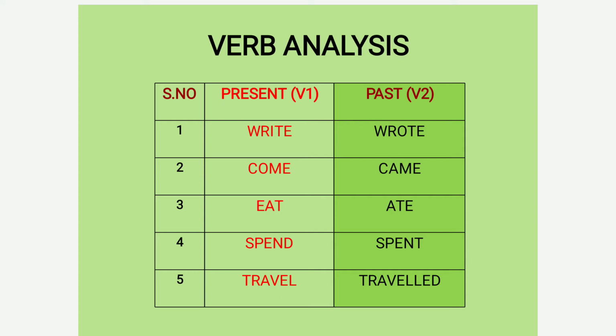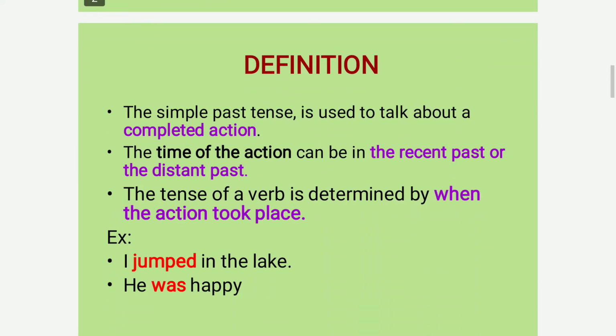I have highlighted only the past verb in this slide. Let us learn what is the past form of the given present verbs. Its past form is: write, wrote; come, came; eat, ate; spend, spent; travel, traveled. So in past tense, we have to use only the past form of the verb.